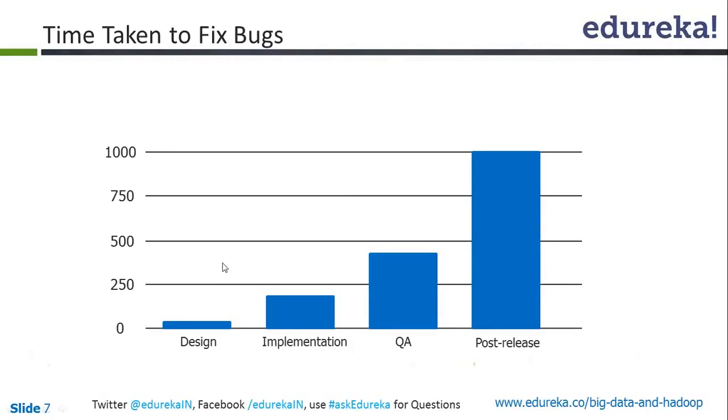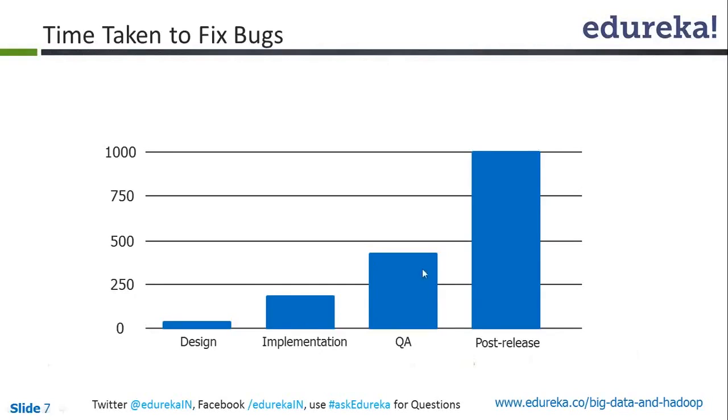If you have a bug and you get it corrected at the design time, the time unit you are going to spend is somewhere around 10. At the implementation time, if you find it out, it is going to be around 200. If QA finds it and it goes back to the implementation, basically to the coder, and you have to fix it again, the time is going to be almost double, around 450 units.